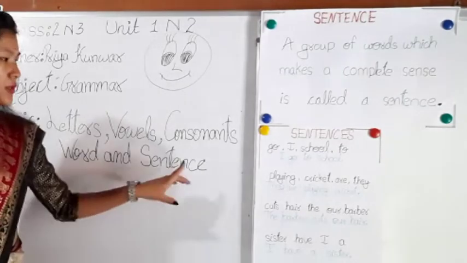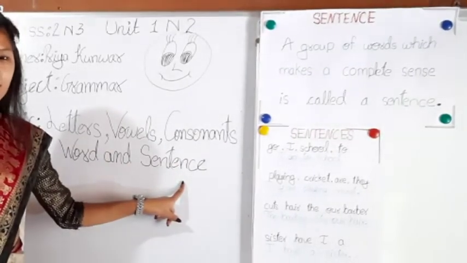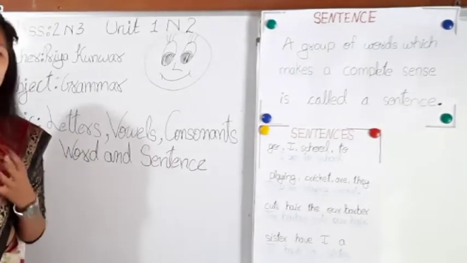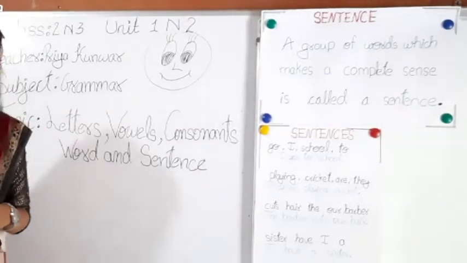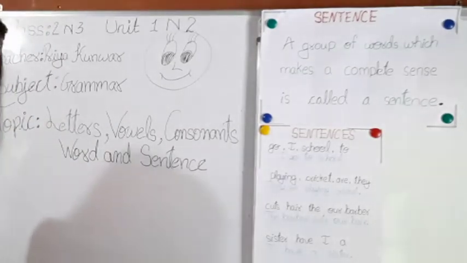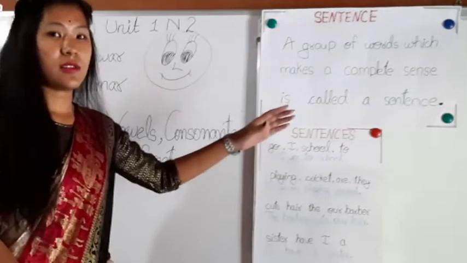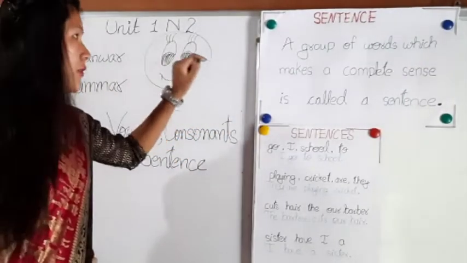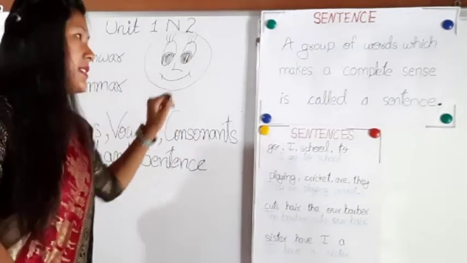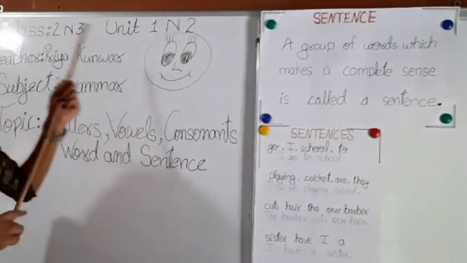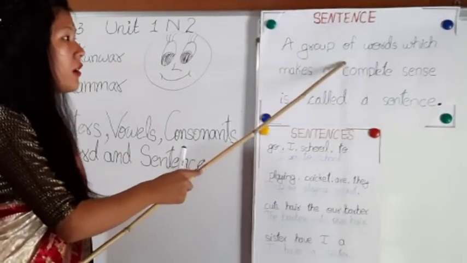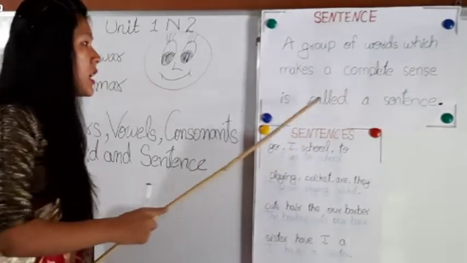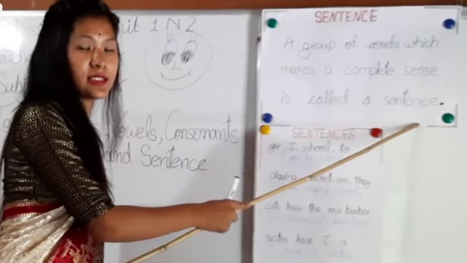Children, do you know what a sentence is? We speak in complete sentences in our day-to-day lives. So here we have the definition of sentence. Please look at the board. Here is the definition of sentence. What is a sentence? A group of words which makes a complete sense is called a sentence.